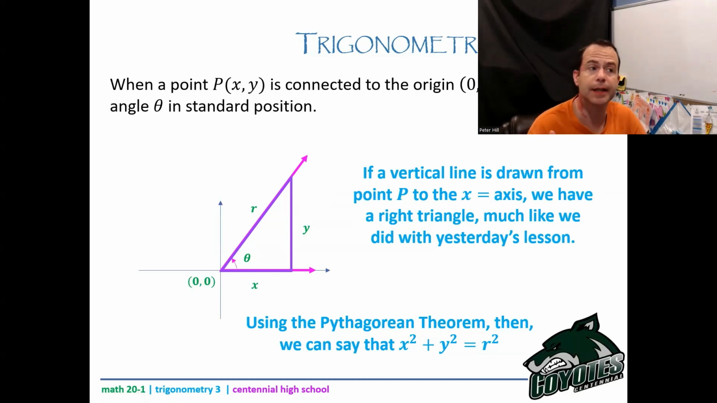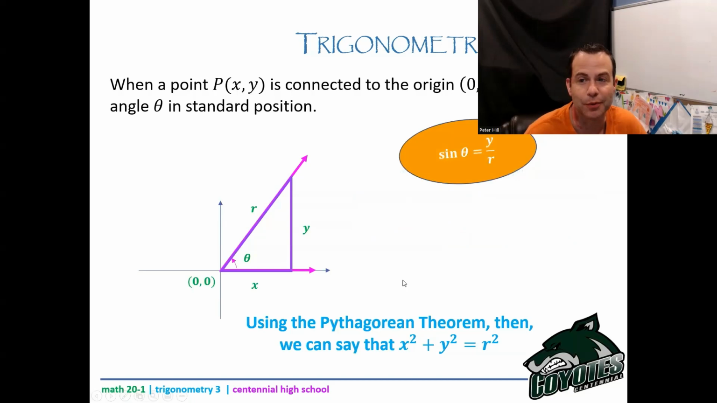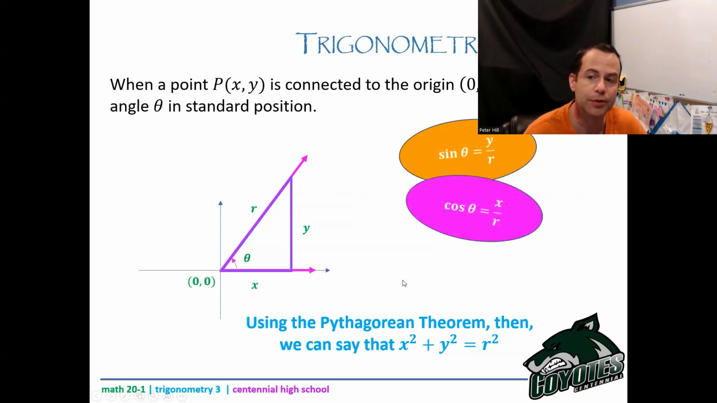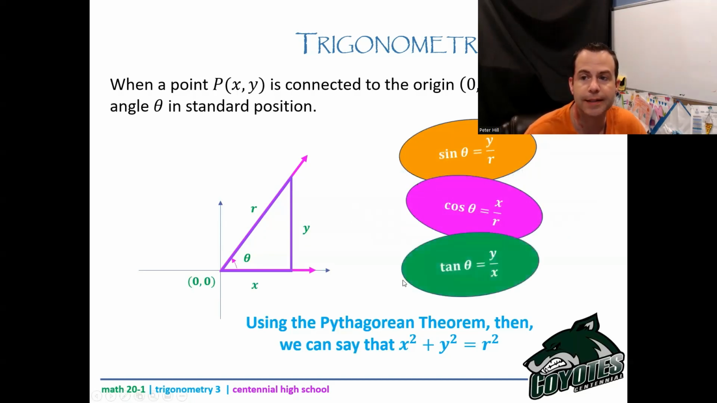And then instead of saying tan is opposite over adjacent, we could say it's going to be y over x. So that's really all we're saying when we're saying new definitions. So sine of theta is y over r, cos of theta is x over r, and tan of theta is y over x.